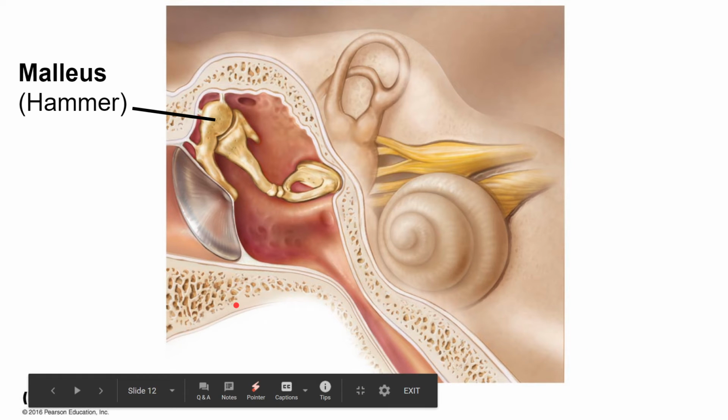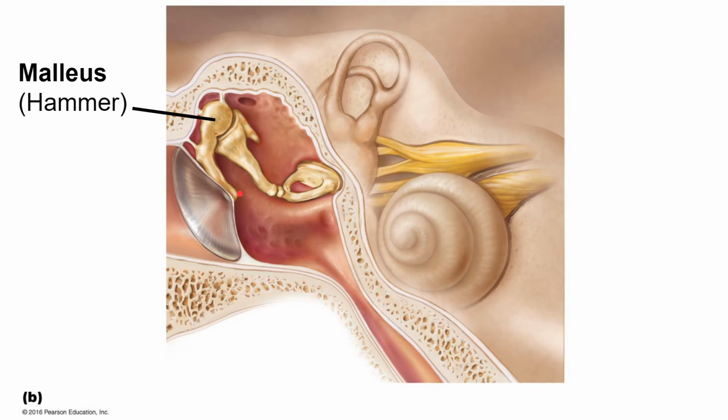Okay, so now we're zoomed back into the middle ear. Here's our tympanic membrane, and the bone that articulates with the tympanic membrane is named the malleus. Malleus means hammer because it's supposed to have a hammer shape. So when the tympanic membrane vibrates, it causes the malleus to start vibrating.